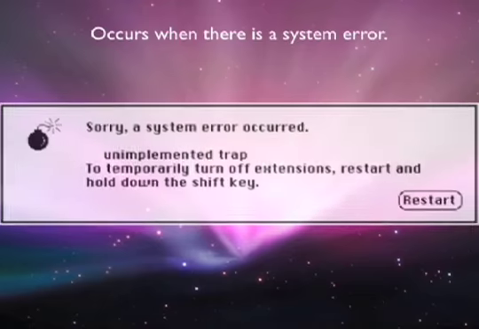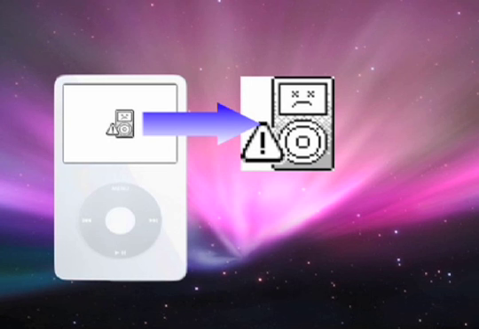And then finally, the sad iPod. You would get this screen on your iPod when you had damaged hardware or firmware on the device.